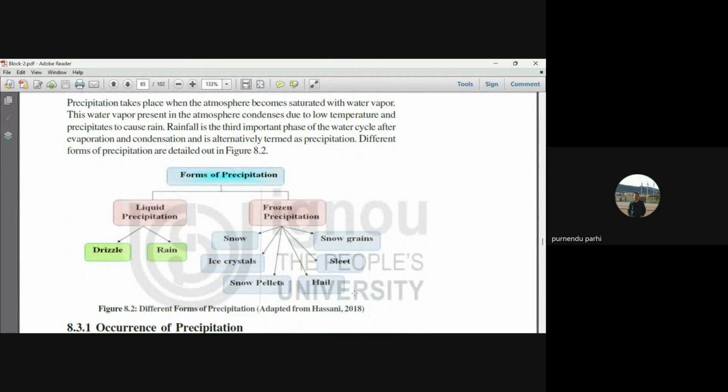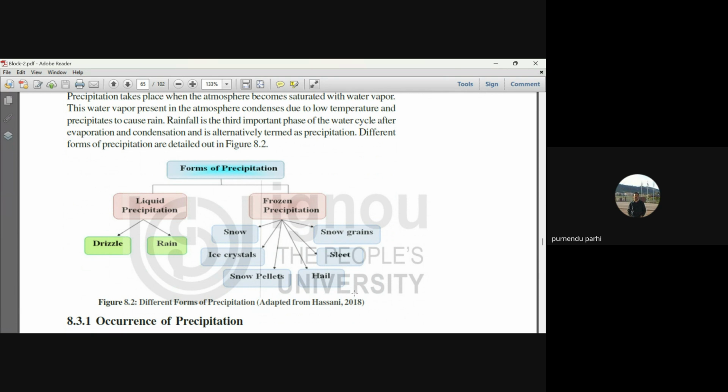Forms of precipitation: liquid precipitation and frozen precipitation. Liquid precipitation is drizzle and rain. Frozen precipitation is snow, snow grain, ice crystal, sleet, hail, and snow pellet.